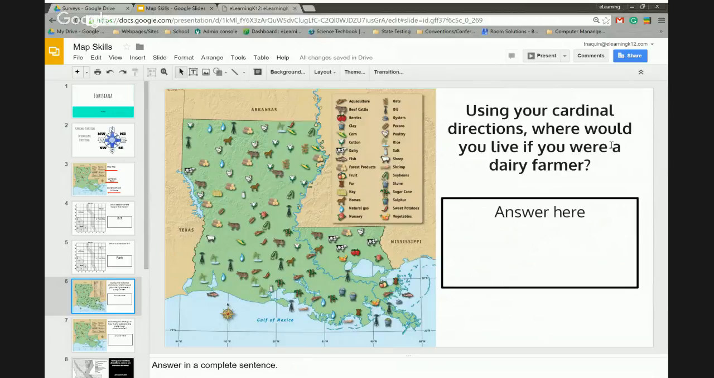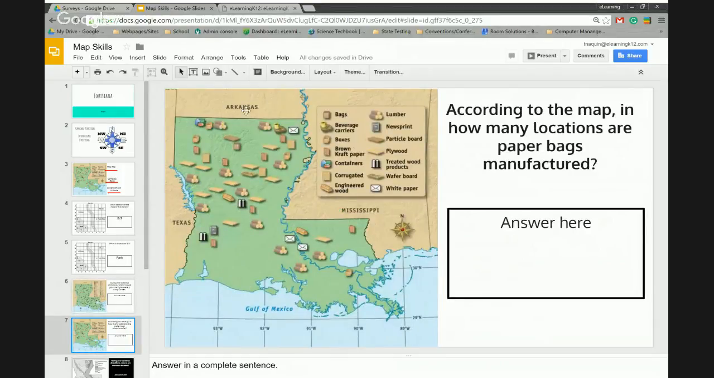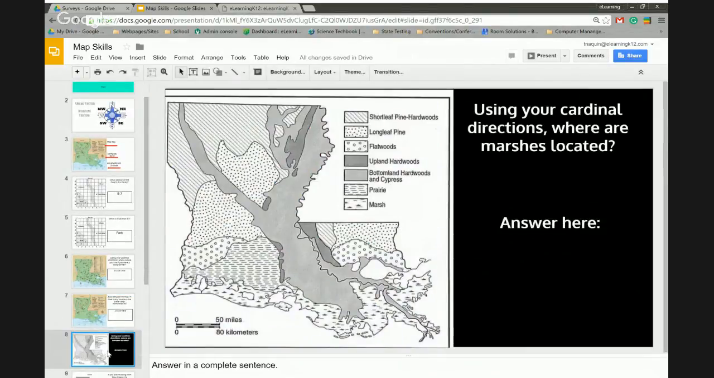Where would you live if you were a dairy farmer? So you would look here. What does dairy mean? What do we need to have something with dairy in it? Milk, which comes from a cow. So you're going to look to see where the most cows are. Where's the group of cows? Well, you have to look on your map. Y'all will be able to see it closer whenever you get your map. Then it says, according to the map, in how many locations are paper bags manufactured? So you would look on your map key, look for the bag symbol, and locate it. And then you have other questions.